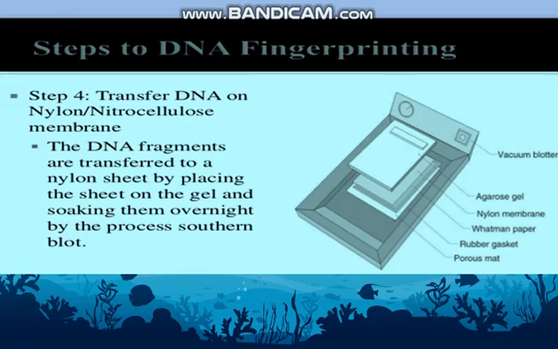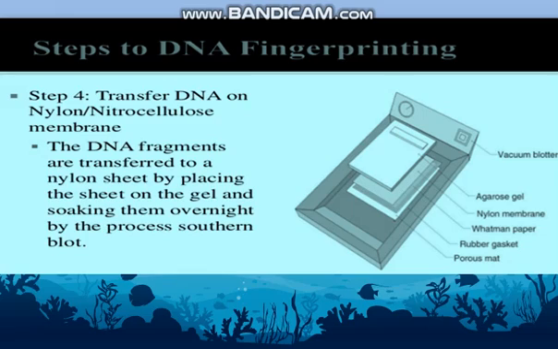Now, the fourth step in DNA fingerprinting is the transfer of DNA onto a nylon or nitrocellulose membrane. Now, the DNA fragments which are arranged according to the size are transferred to a nylon sheet by placing the sheet on the agarose gel and soaking them overnight, and this process is known as the Southern blot.